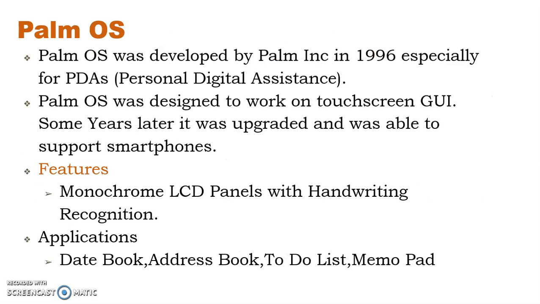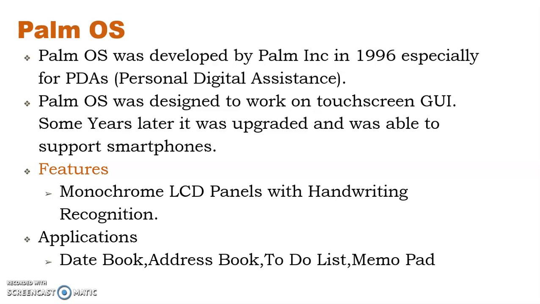The second operating system is the Palm operating system. The Palm operating system was developed by Palm Inc. in 1996. It was especially designed for PDAs. We already know about PDA, Personal Digital Assistant. Palm OS was designed to work on a touchscreen GUI. Some years later, it was upgraded and was able to support smartphones.